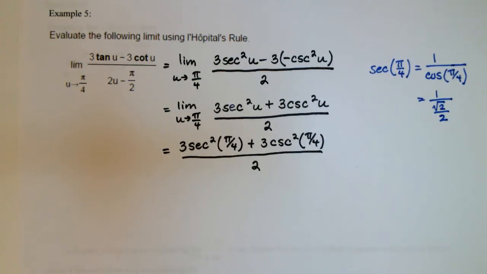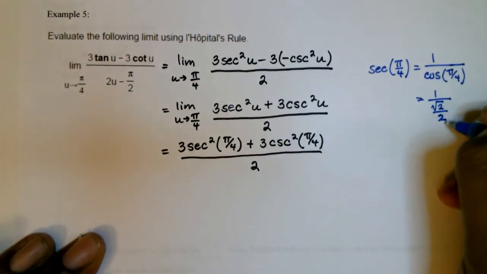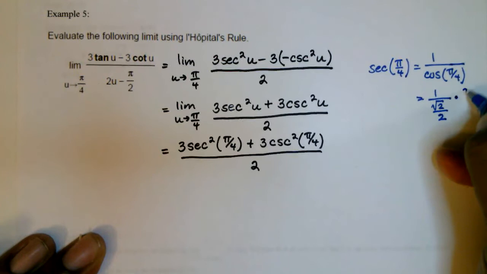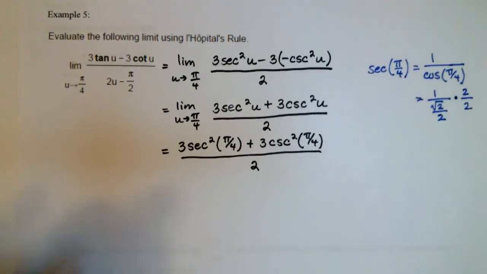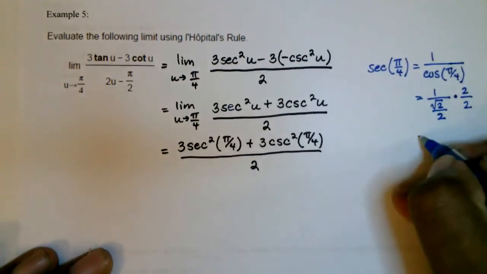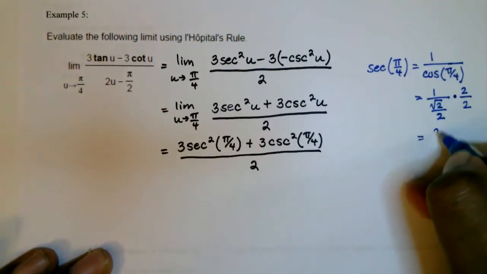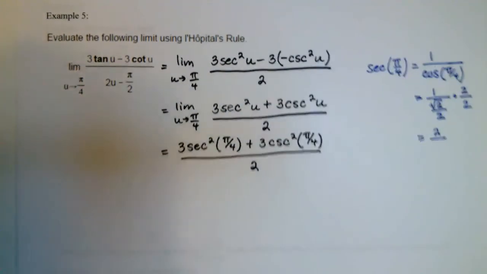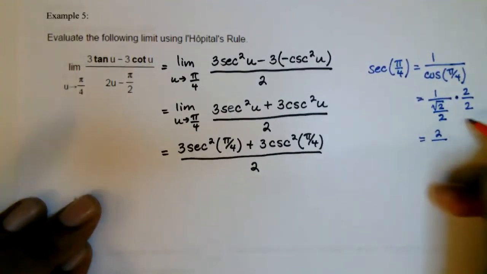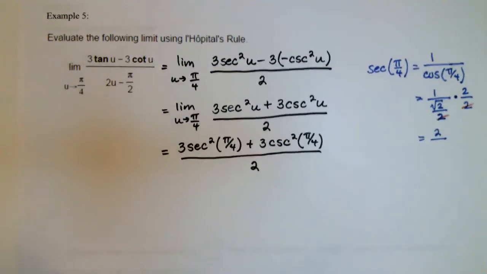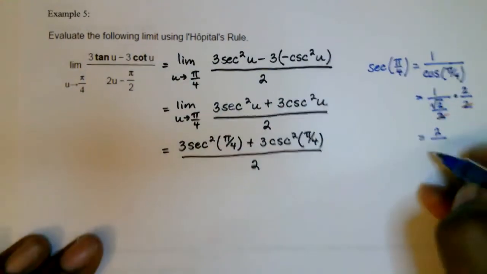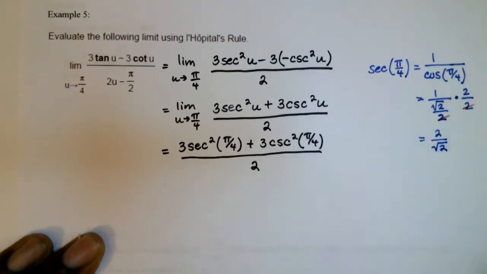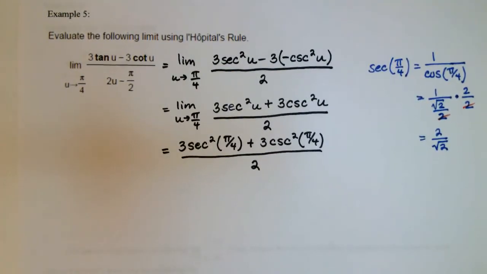Now I need to simplify 1 over the square root of 2 over 2. Since I've got this 2 in the denominator, I'm going to multiply the numerator and the denominator of that complex fraction by 2. And when I do that, I'm going to have 1 times 2, which is 2, divided by the square root of 2 over 2 times 2. These 2's divide out, and you'll be left with the square root of 2 in the denominator. Now, I'm not going to rationalize the denominator, and you're going to see why.